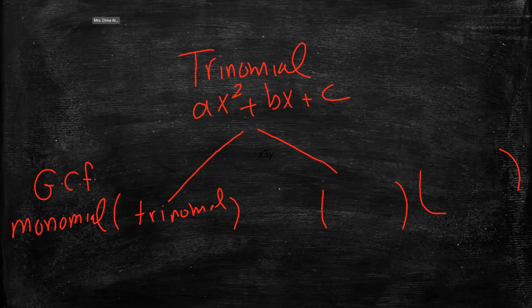So the trinomial can be factorized as binomial times binomial or monomial times trinomial. Let's now talk about how we can rewrite the trinomial as monomial times trinomial. How can we write the factored form of this one here? Let's now have this example here.